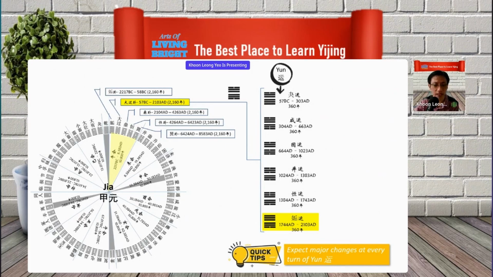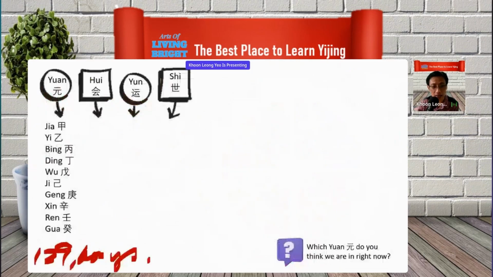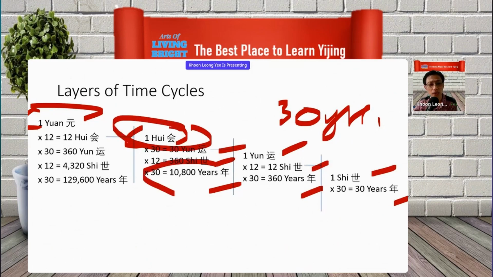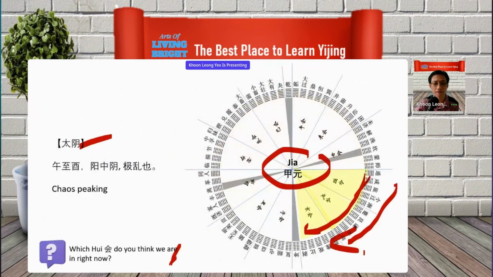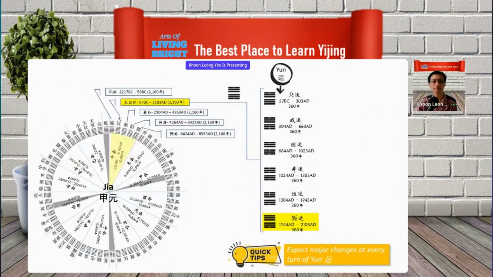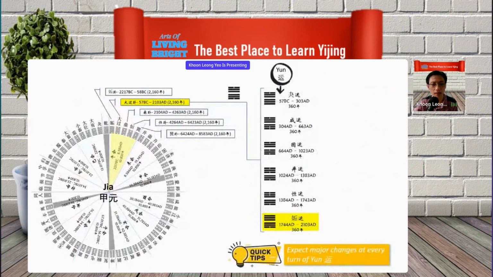One Hui, how many years? Then you have to go through many slides all the way to this slide here. One Hui, how many years? One Hui equals 10,800 years. Is that okay? Okay, where was I? I'm done with this.